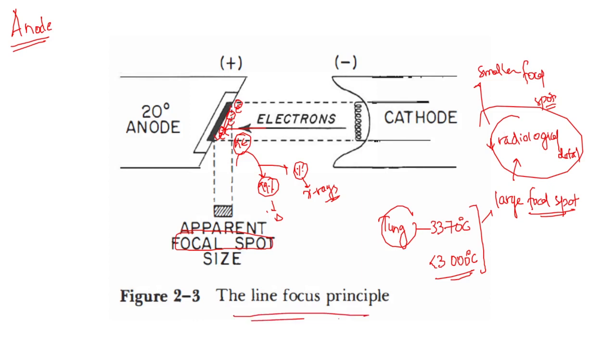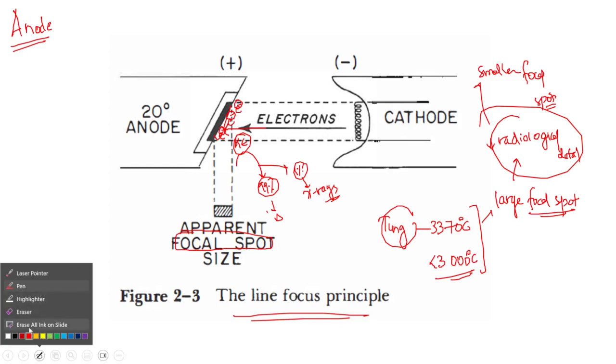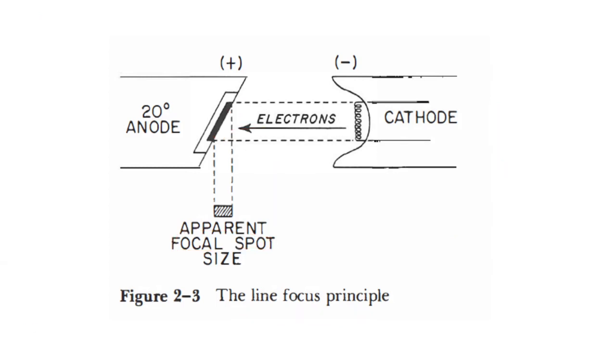For this there is a principle called the line focus principle. So what is this line focus principle? In the line focus principle, the shape and size of the focal spot are mainly determined by the shape and size of the electron beam. The size and shape of this electron stream mainly depend upon the cathode filament, the focusing cup, and the position of the focusing cup with respect to the cathode filament.